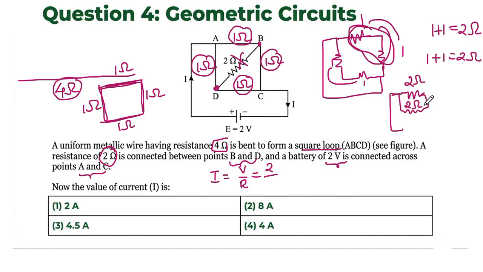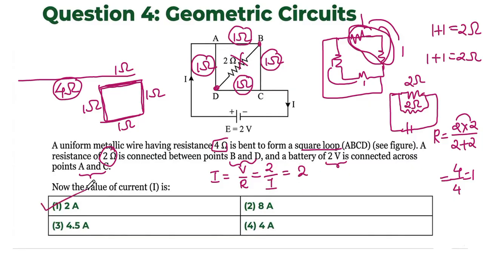So this 2 ohm and this 2 ohm will be in parallel. So how do we solve resistance in parallel? R equivalent is equal to the product of the two resistances upon their sum. So 2 times 2 is 4 upon 2 plus 2 which is also 4. So the net resistance is 1 ohm. Net resistance we are getting is 1 ohm, so if we substitute here, 2 by 1, we get the answer as 2. So the correct answer for this question is 2 ampere current. Okay, thank you.